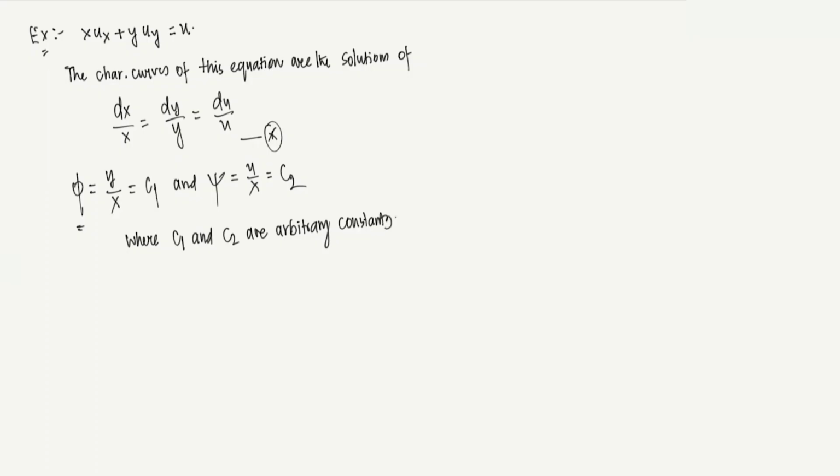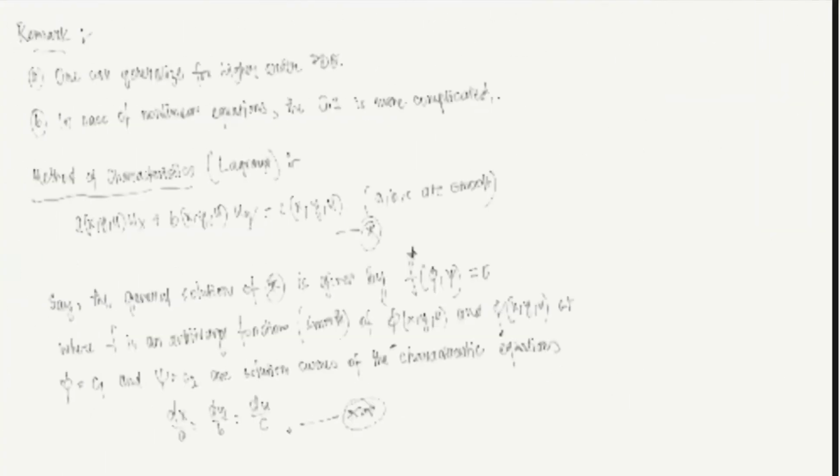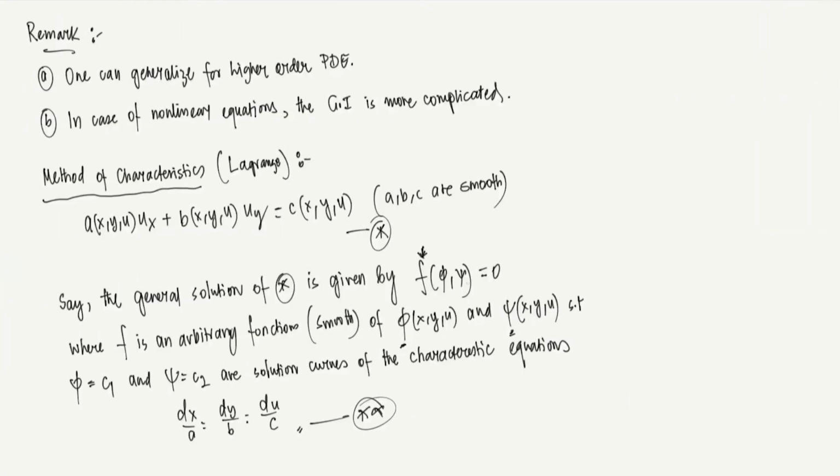Okay, let me solve the whole problem and I will again explain to you what is exactly happening. So therefore, what is the general solution in this case? If you remember, the general solution is small f of y by x and u by x equals to 0. You see, the general solution is f of phi psi equals to 0.